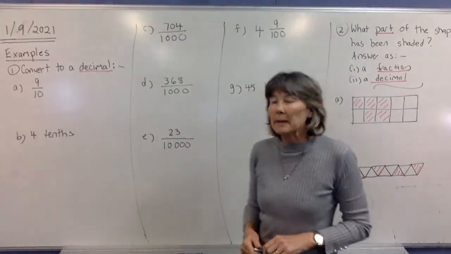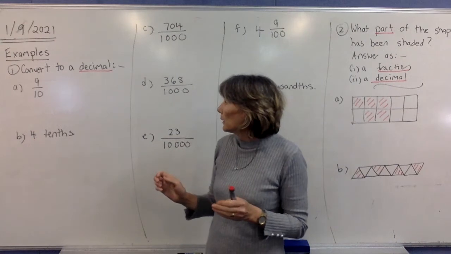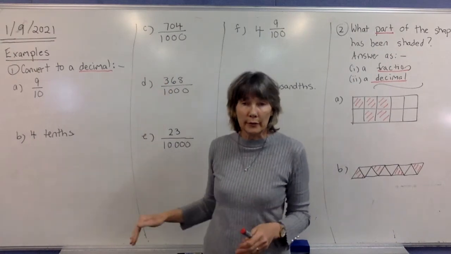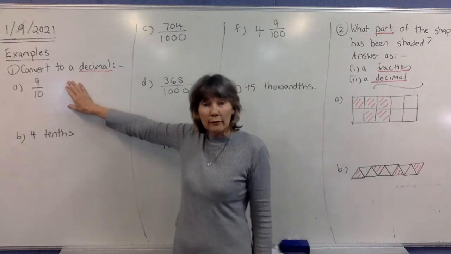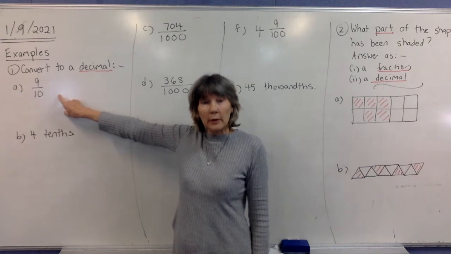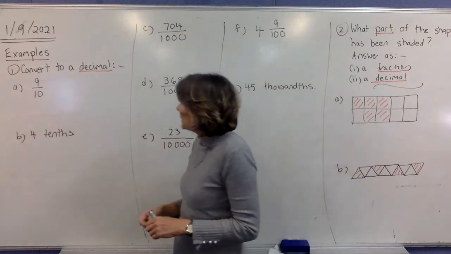Right, so we're going to start some examples going the other direction. In the first video, we were starting with a decimal and converting to a fraction. Now we're starting with a fraction with a denominator that's got a 1 and some zeros on it, and we're going back to a decimal.